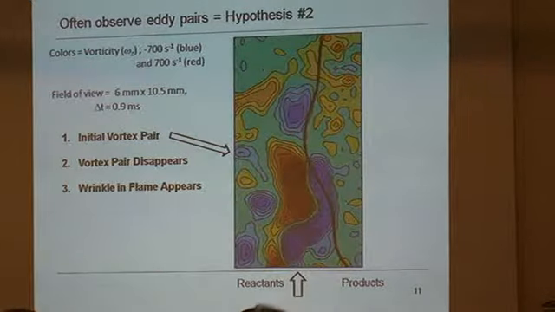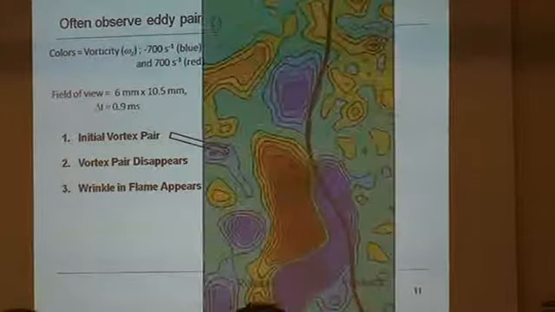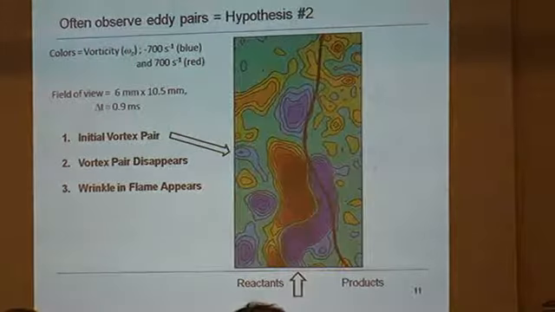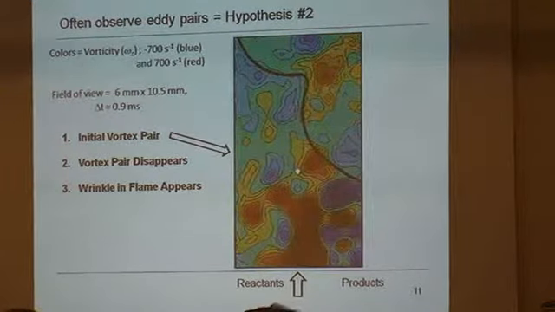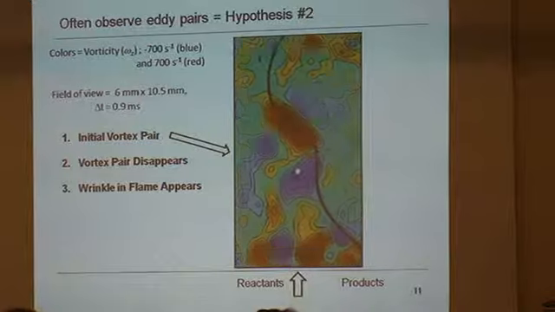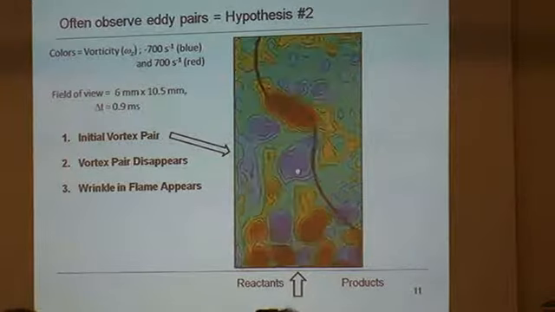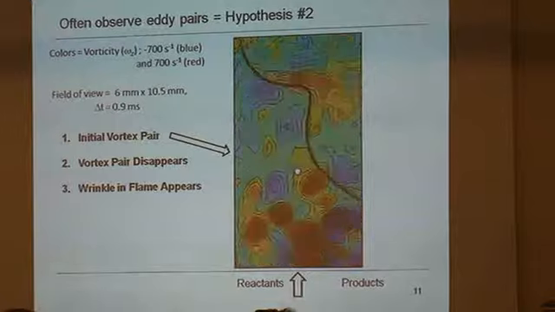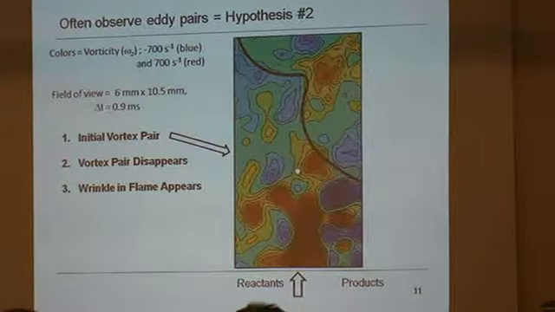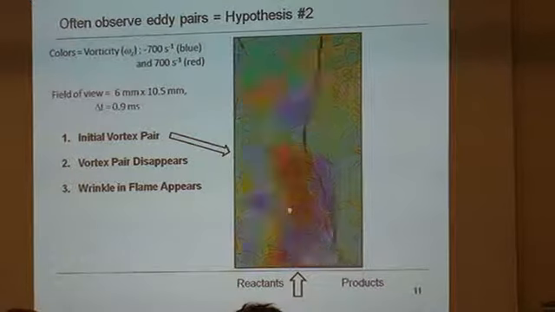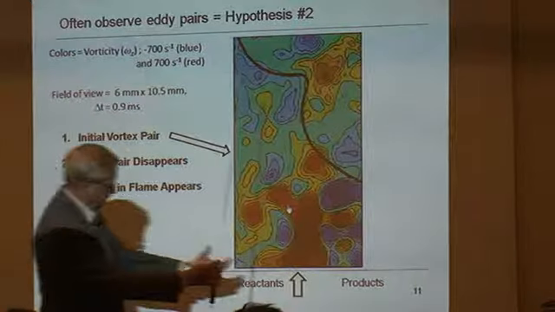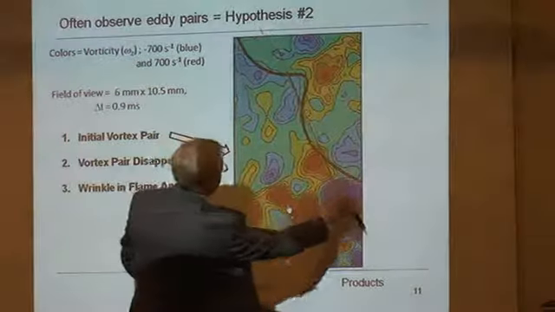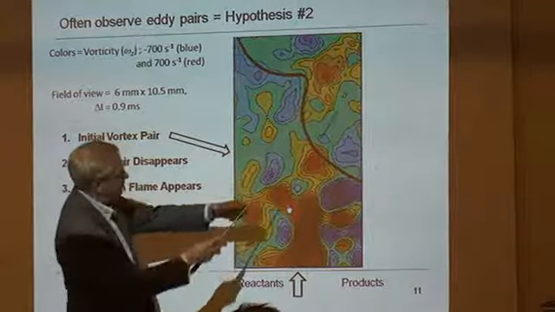Okay, now let me just get this. Okay, so here is a short movie clip of some eddies going through the flame. And you can see that a wrinkle is developing in the flame. Let me start all over again. This is the bottom of the Bunsen burner. This is the flame. And these are the reactants, and these are the products.